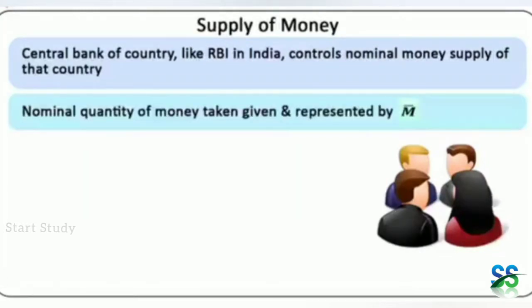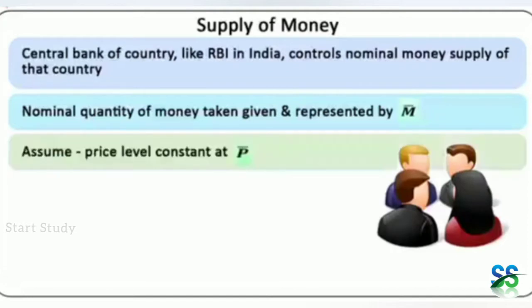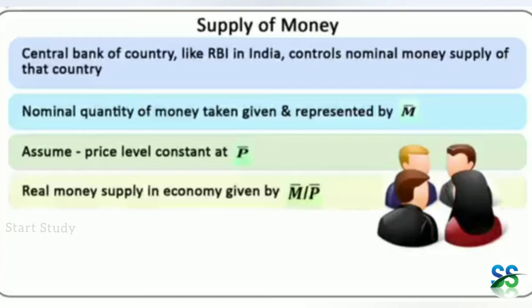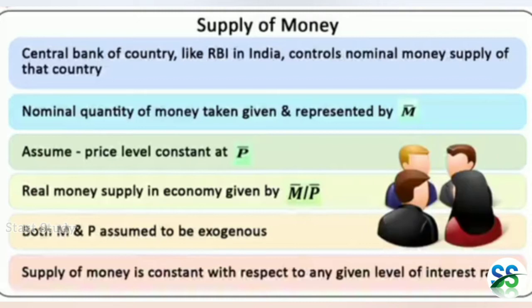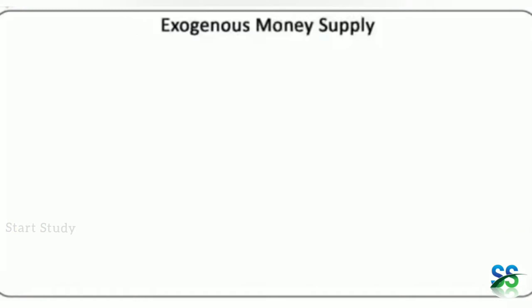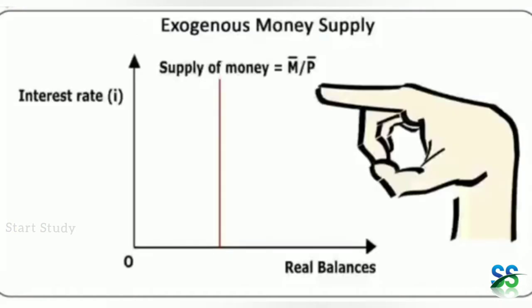The nominal quantity of money is taken, given, and is represented by M bar. We also assume that the price level is constant at P bar. Therefore, real money supply in the economy is given by M bar upon P bar. Both these variables M and P have been assumed to be exogenous. Therefore, the supply of money is a constant with respect to any given level of interest rate. This is shown in the given figure.